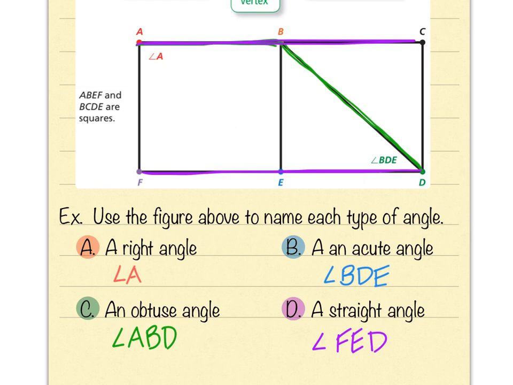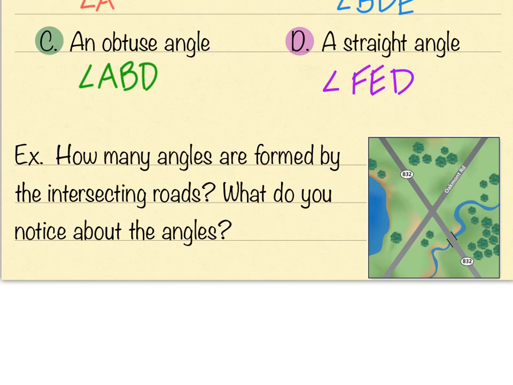All right, this next question says, how many angles are formed by the intersecting roads? What do you notice about these angles? Well, we actually have four different angles that are intersecting here. So I'm going to number them: 1, 2, 3, and 4. So we have four angles. And now I'm going to tell you what type of angles they are, because now we're going to get into the vertical and adjacent part of the lesson as it's titled. So we have four adjacent angles.